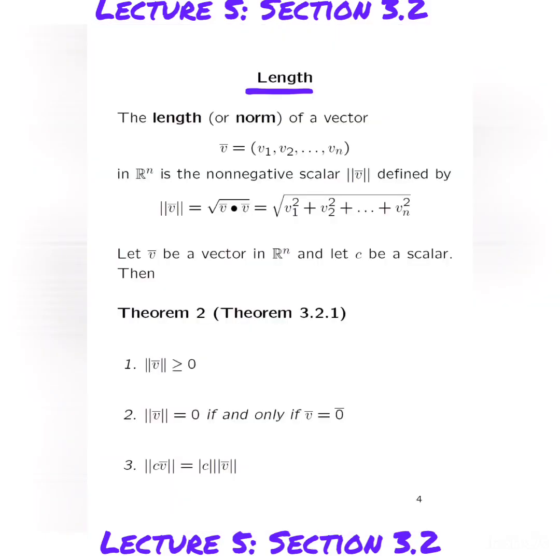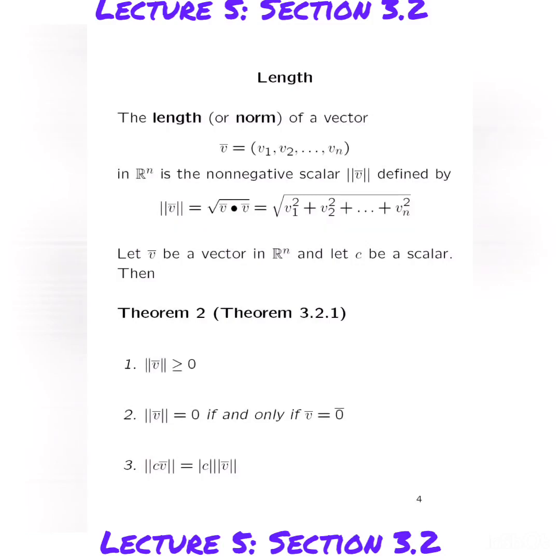Okay, so length, the concept of length in vector spaces. So the length or the norm of a vector is simply the square root of the sum of the squares of the components. So you can see the norm as a function from a vector space to the positive real numbers, where the function maps each vector to a real number, which is its length.